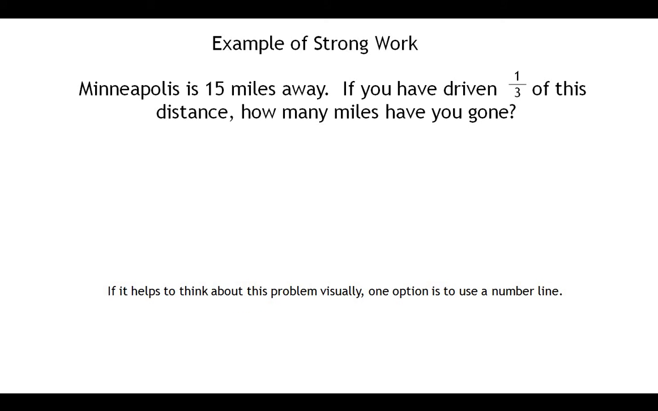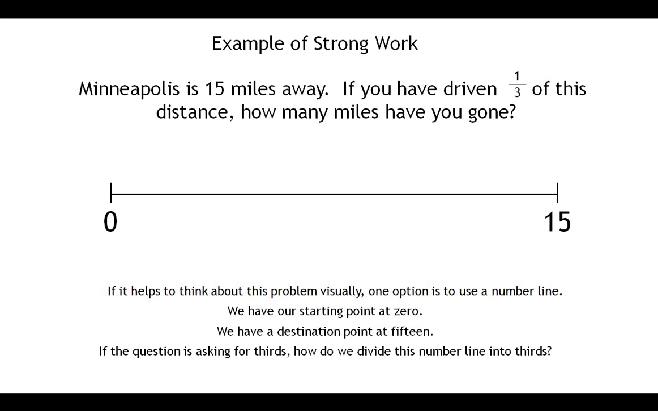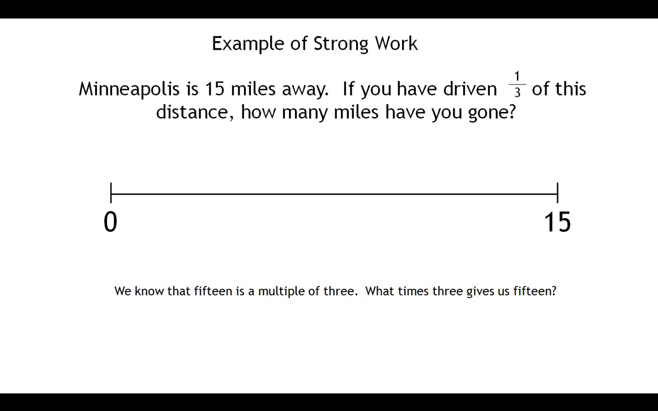If it helps to think about this problem visually, one option is to use a number line. We have our starting point at 0. We have a destination point at 15. If the question is asking for thirds, how do we divide this number line into thirds? We know that 15 is a multiple of 3. What times 3 gives us 15?